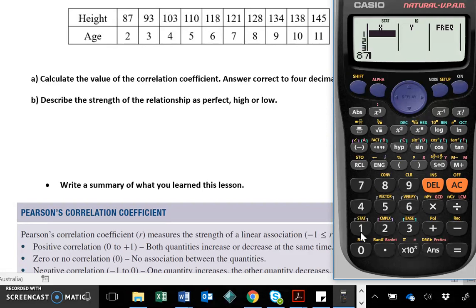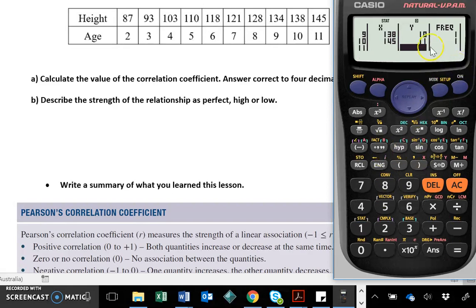You then want to either type in the numbers on your screen. So I'm going to type in 87, 93, etc. all the way to the end. And then I'm going to go back up to the top and put in the ages. So I had 2, 3, 4, all the way to 11.